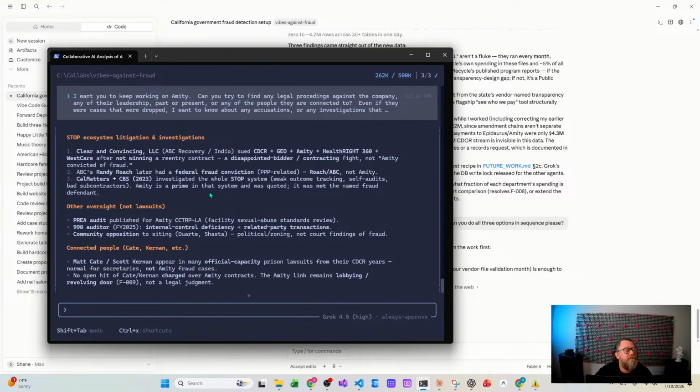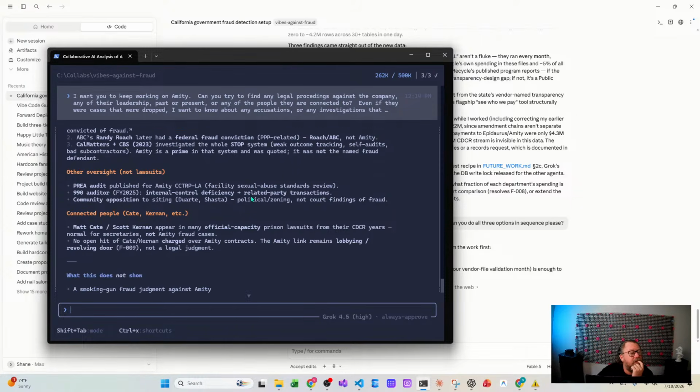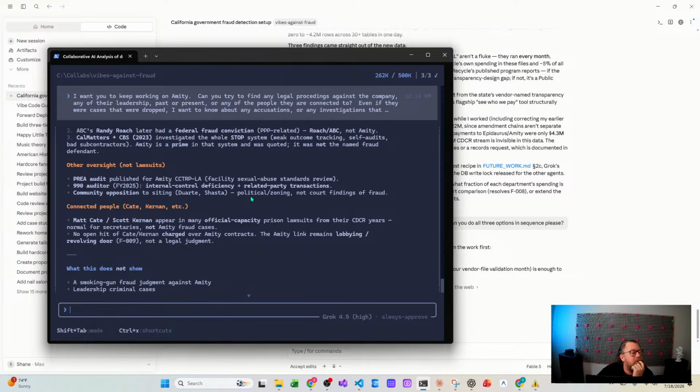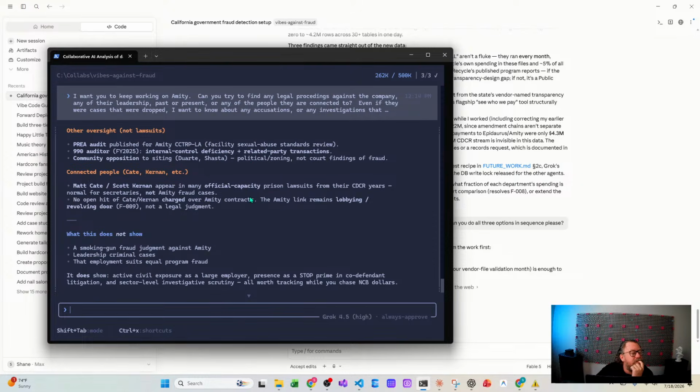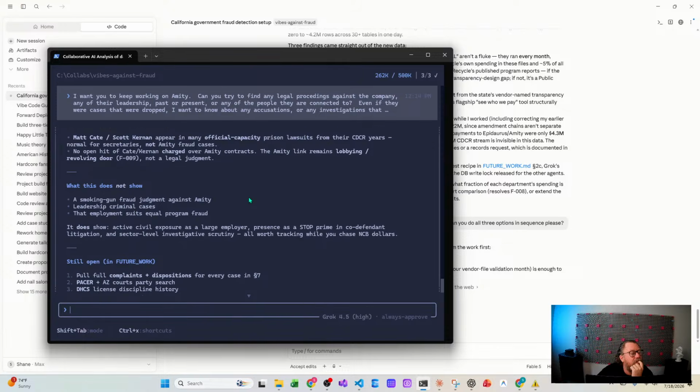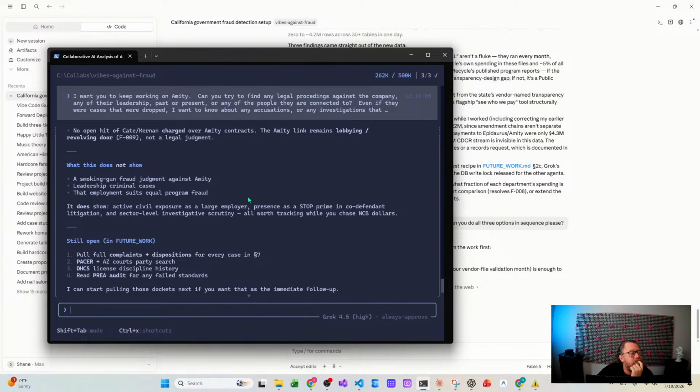CalMatters investigated the whole STOP system for weak outcome tracking, self audits, bad subcontractors. Amity is a prime in that system and was quoted. It was not named a fraud defendant. Other oversight, connected people. Do not have a smoking gun.